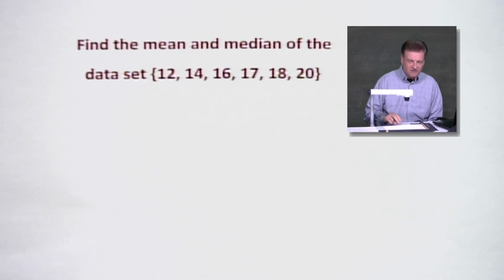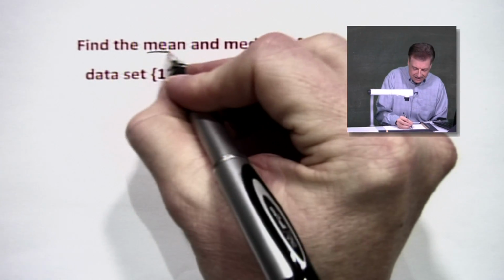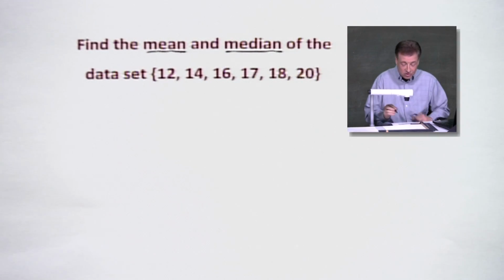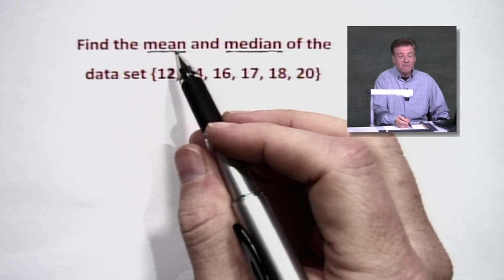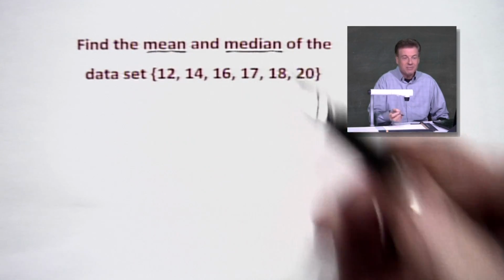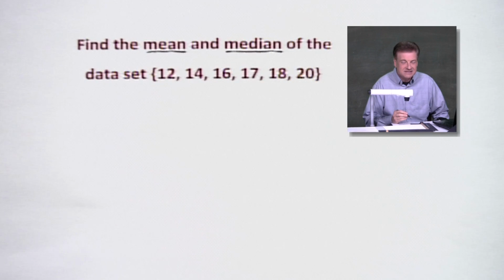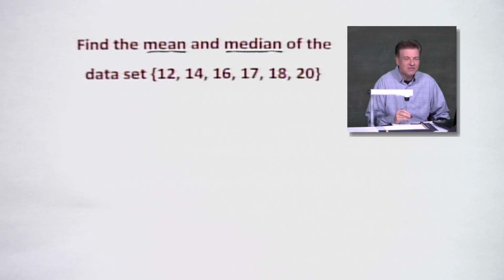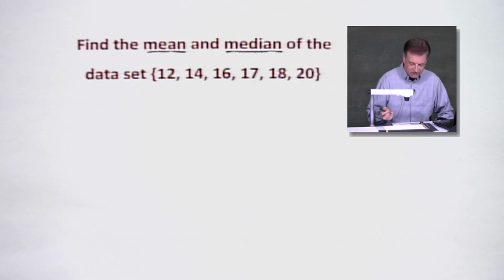First of all, what do these words mean? Some people think they mean the same thing, and that's not true. The mean is the average. In other words, we add all 6 numbers up, and then we divide by 6. The median is where's the middle? Which number is in the middle, and we work it from there. So let's first work out the mean.